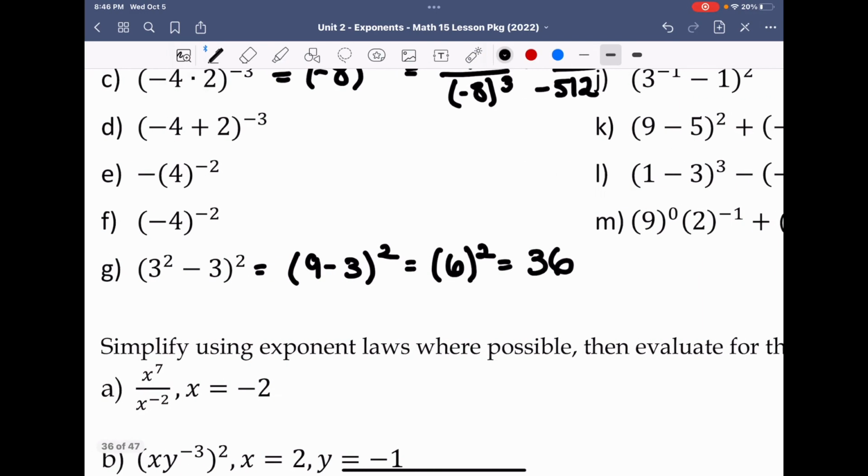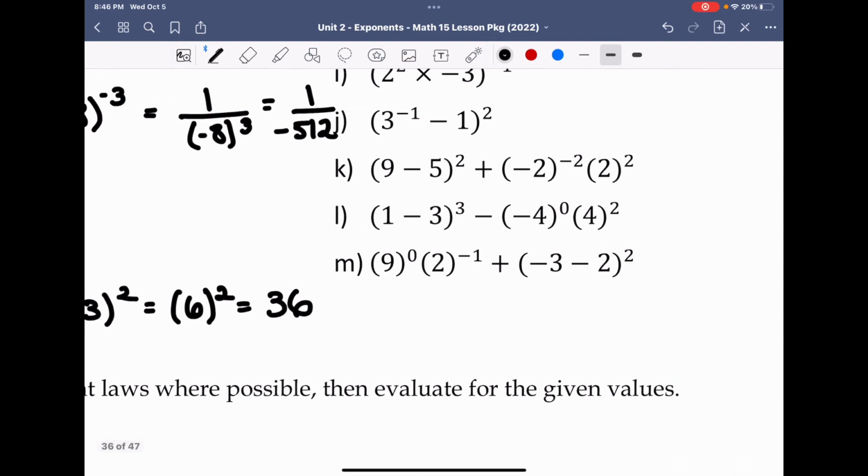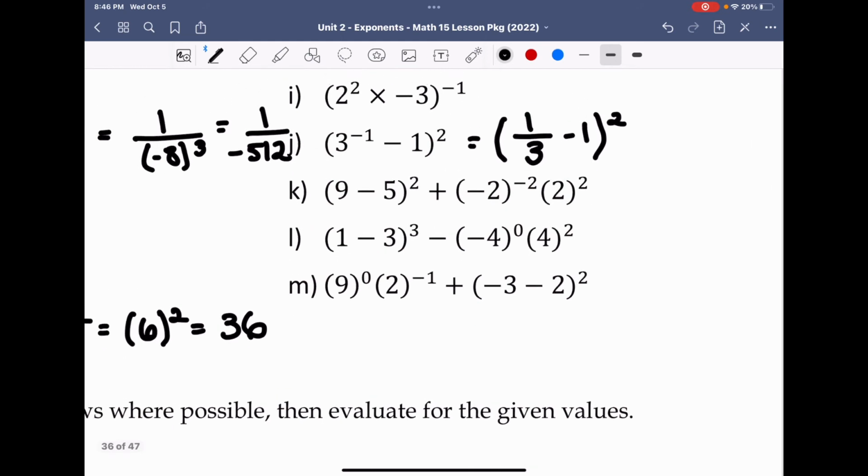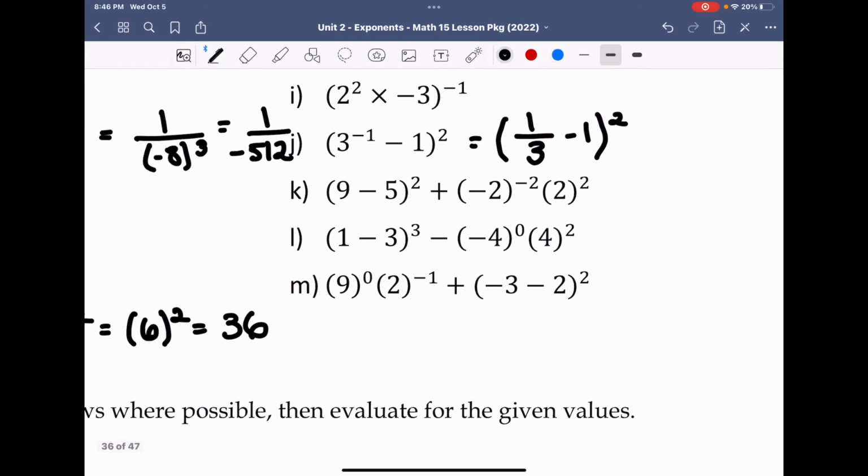Now I'm going to do a couple on the right-hand side here. What if I had one like J? Well, J is, if I evaluate the interior of the brackets, I have 3 to the negative 1, which flips my base of 3, and I subtract 1 and square it. We're not done with the interior of the brackets here. What we need to do is we need to realize we need a common denominator.